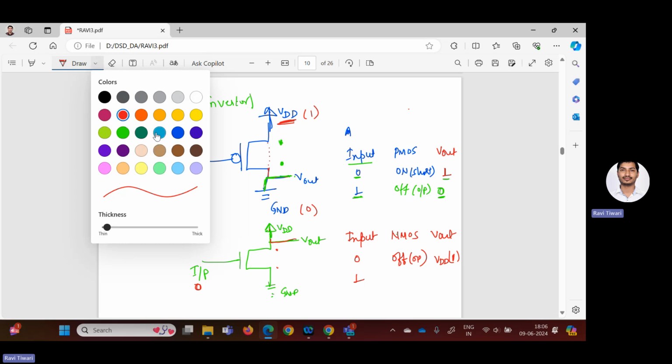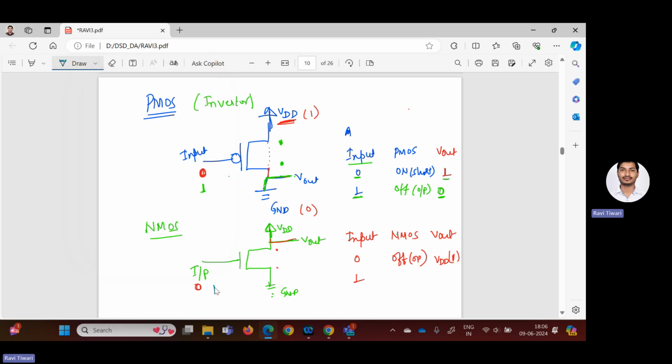Now I will take the another possible input. That means if input is 1, what will happen? If input is 1, NMOS will be what? On, or you can say short circuited, right? If it is short circuited, like this, okay. So V out has a direct connection to what? Ground. So now V out will be equal to ground or 0. Here also you can check, if you are providing 0, you are getting 1. If you are giving 1, then we are getting 0. That means NMOS is also working as what? Inverter.